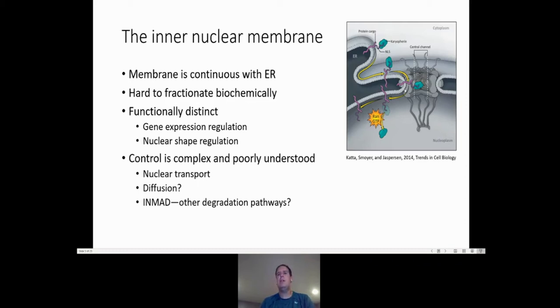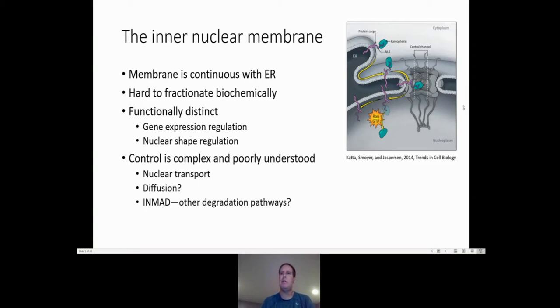And what's shown here from this very nice review from the Jaspersen lab is how integral membrane protein cargoes would be shuttled through the nuclear pore complex by a karyopherin, for example, which would be the standard nuclear localization sequence mechanism for entering the inner nuclear membrane. And so little is known about how exactly this transport pathway occurs and the processes that control the proteome at the inner nuclear membrane. But it's incredibly important.